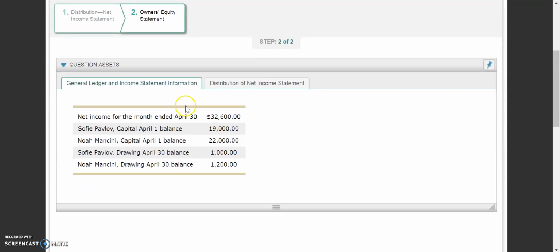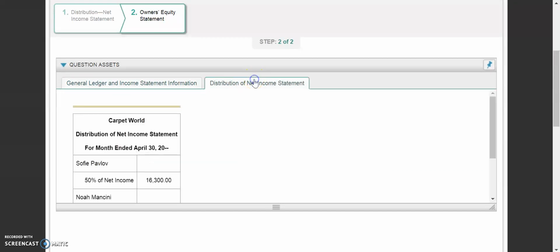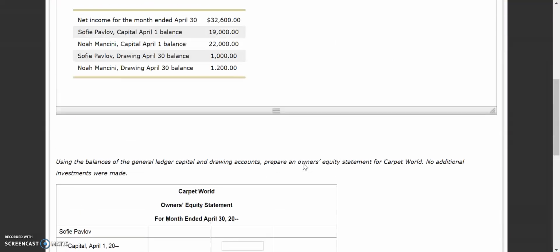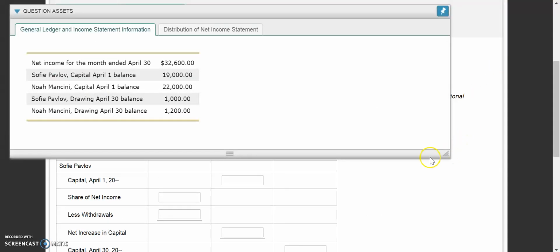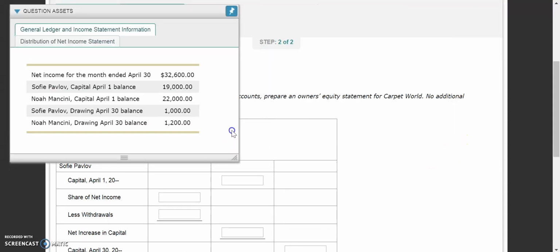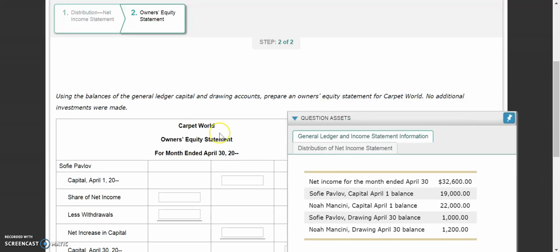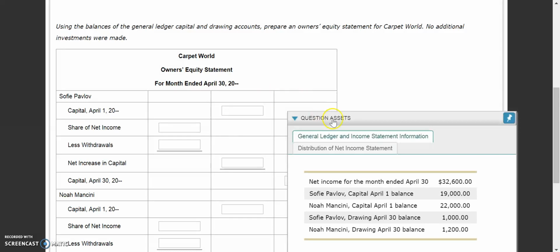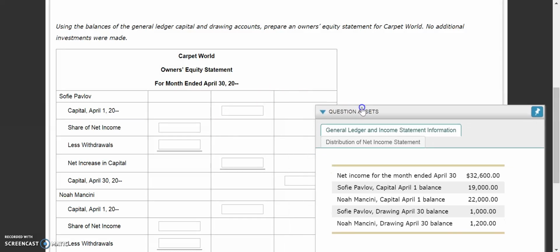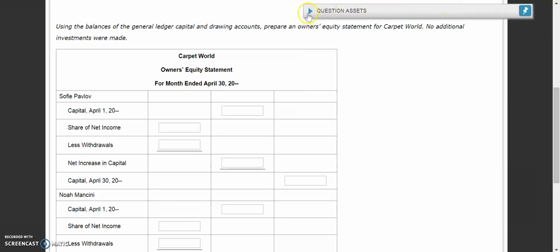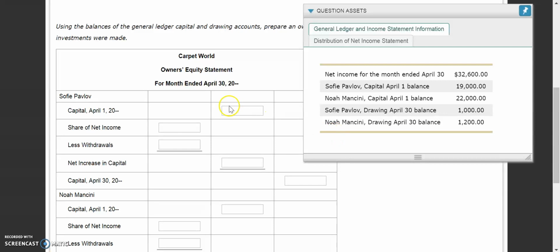So here again is all of our general ledger information, and then we also have our distribution of net income that we just completed. We'll need both of those in order to complete our owner's equity statement. So when we do this, again, I'm going to make this smaller so I can stick it over here. It says we're going to use the balances of the general ledger and drawing accounts to prepare an owner's equity statement for Carpet World, and no additional investments were made by our partners.